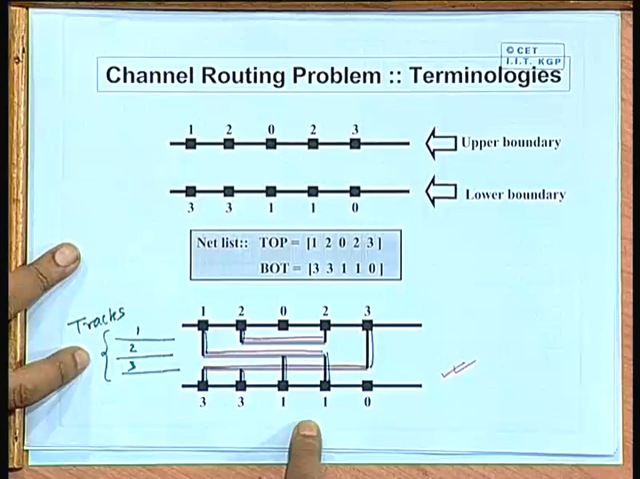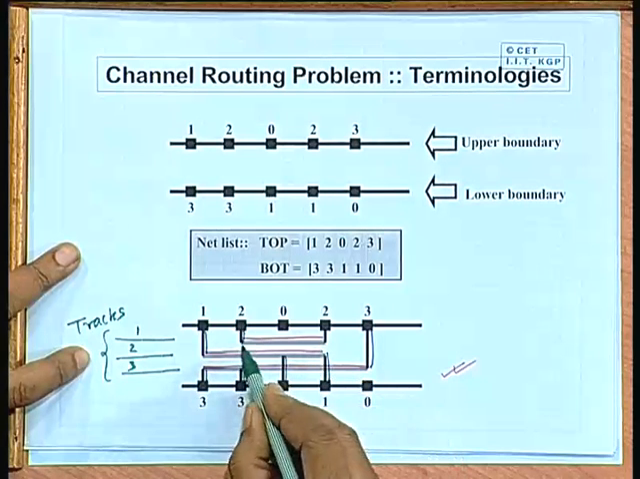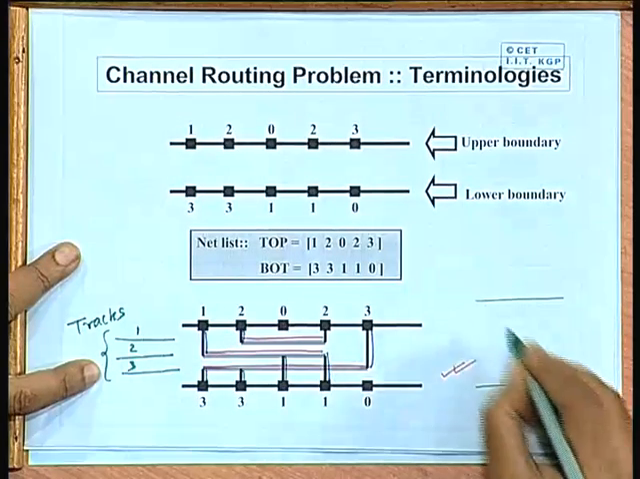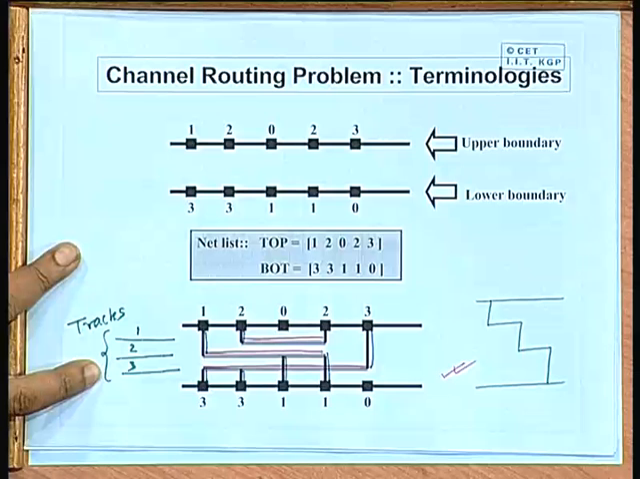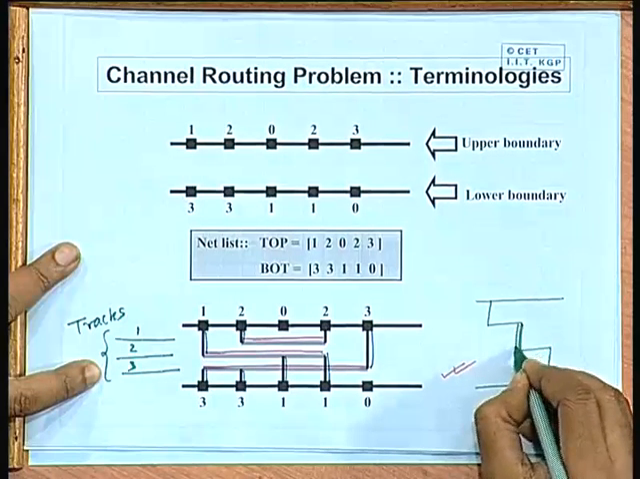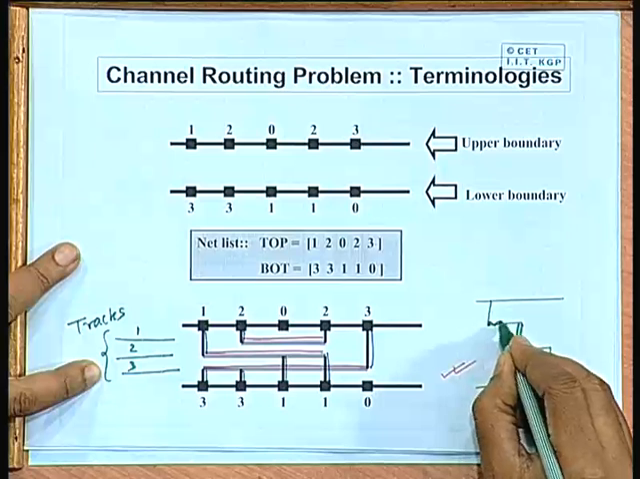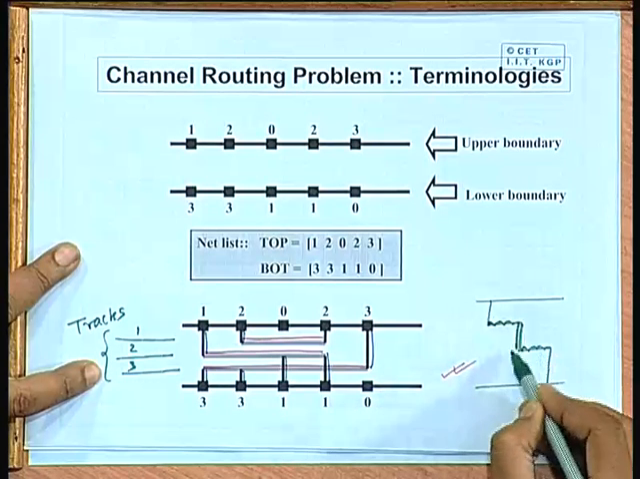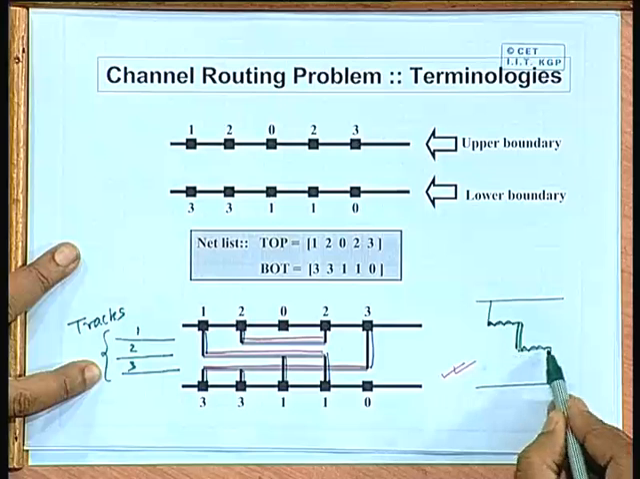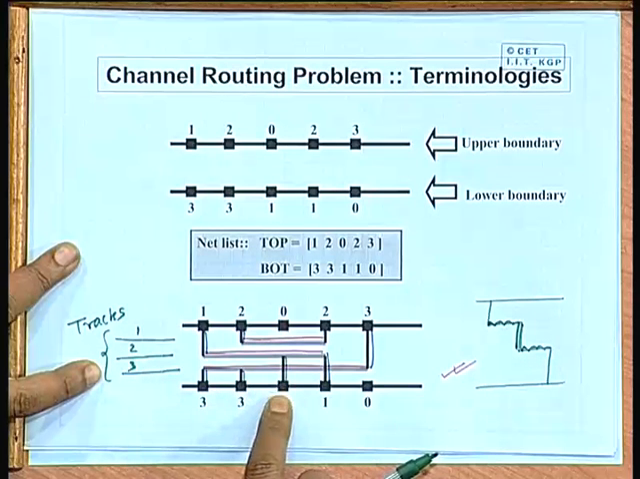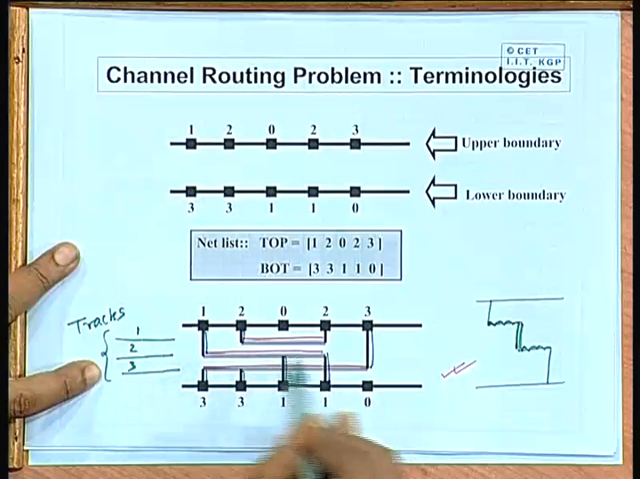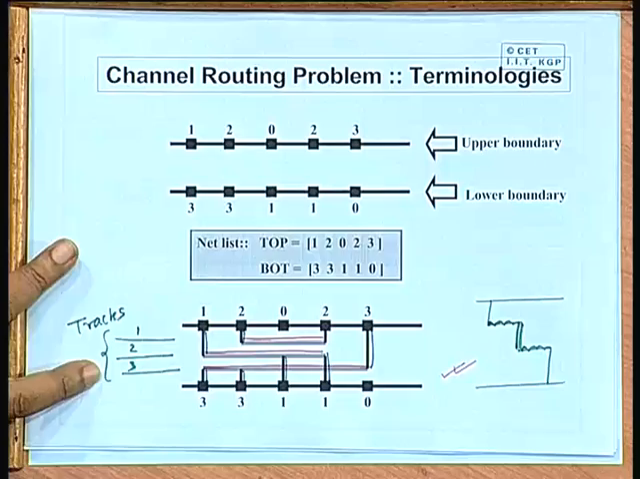Sometimes this example does not show you, a branch can also connect one trunk to another trunk. For example, you can have a connection like this also. There a branch will connect this trunk with this trunk. You will see later that it becomes necessary sometimes to break a particular net in more than one track. Of course, this example does not require that. A particular net can be completely laid in a single track in terms of the horizontal trunk, right.